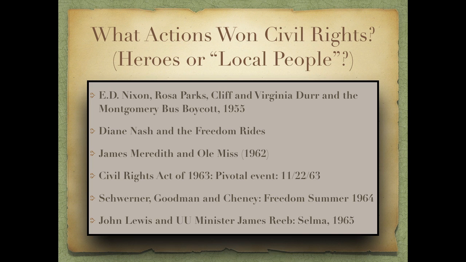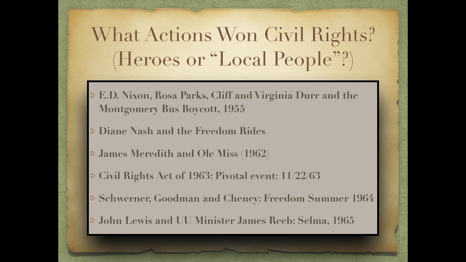What actions won civil rights? This is the key question. Was it national heroes or local people? And you need to make a decision for this assignment. If you look at these bullet points, you see that many local heroes, local people, not the big shots like Martin Luther King and John Kennedy and Lyndon Johnson, were vital for the success of civil rights.